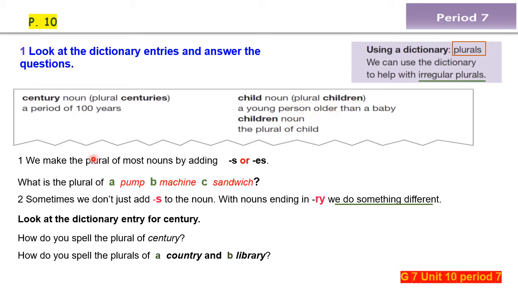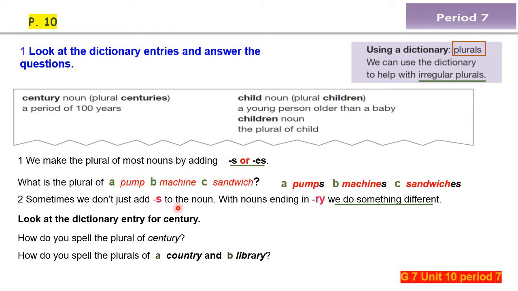Okay. We make the plural of most nouns by adding s or es. How? By adding s or es. What is the plural of pump, machine, and sandwich? They are pumps, machines, and sandwiches.